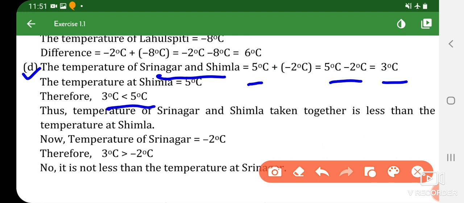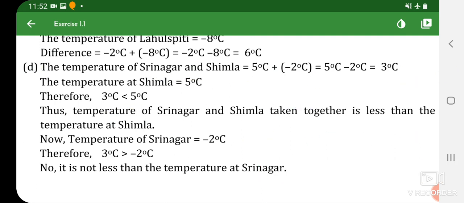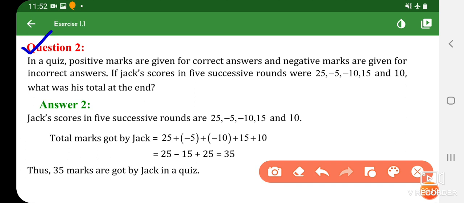The temperature of Srinagar and Shimla taken together is less than the temperature at Shimla. But the temperature of Srinagar is -2. Therefore 3 degrees Celsius is greater than -2. So the answer is no, it is not less than the temperature at Srinagar. Now the next question, question number 2.